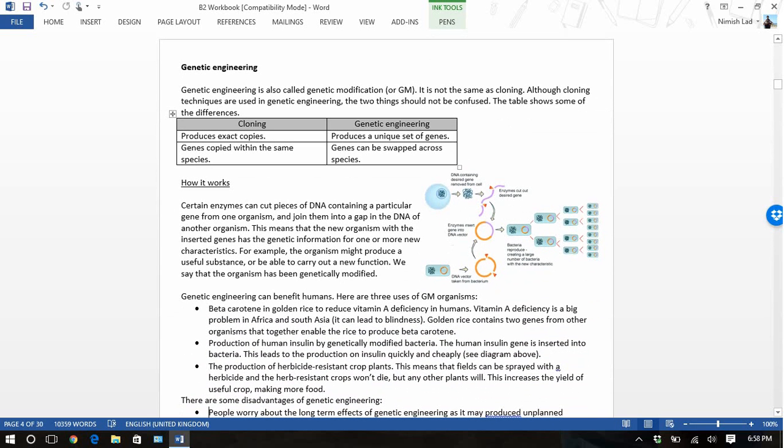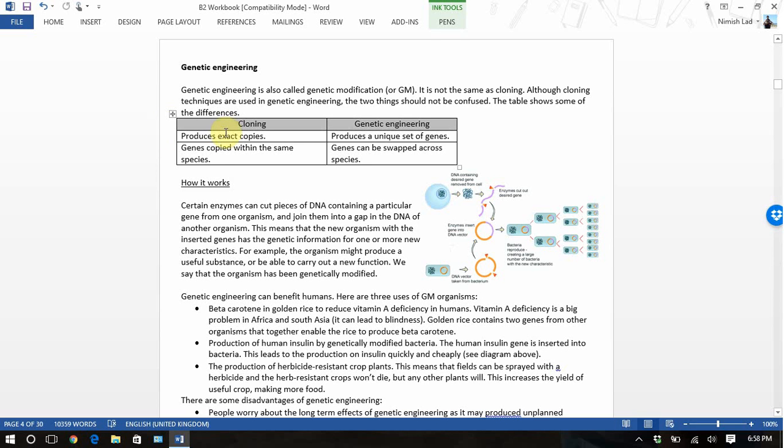So another thing that's come out of this whole understanding of DNA is genetic engineering. Genetic engineering is also called GM, or genetic modification. It's not the same idea as cloning. Please differentiate between the two. Cloning techniques are used in genetic engineering, but don't confuse them. So here's a table to help you distinguish between the two.